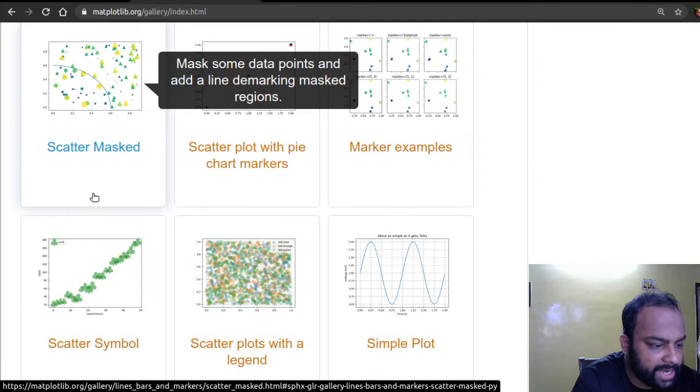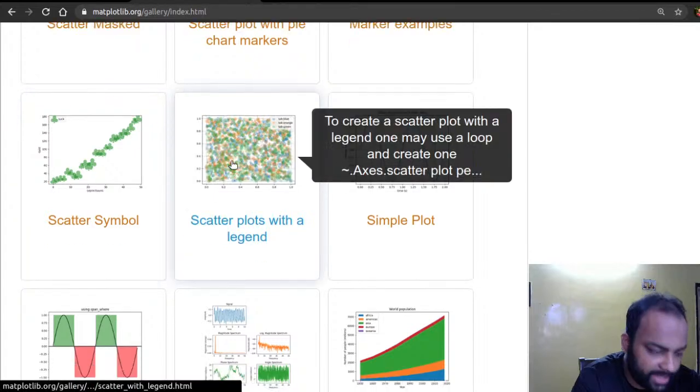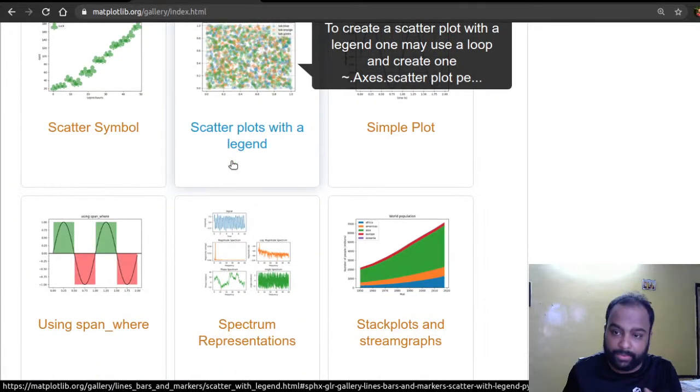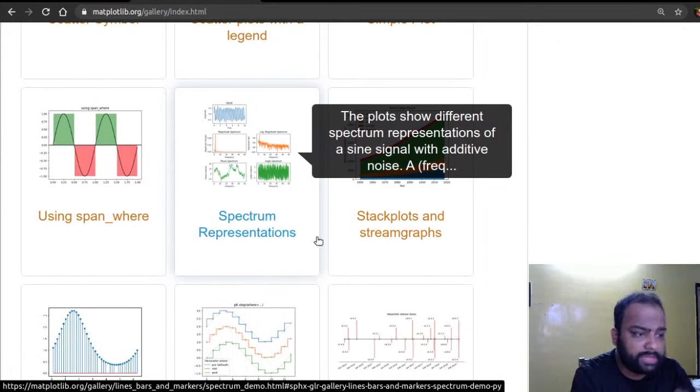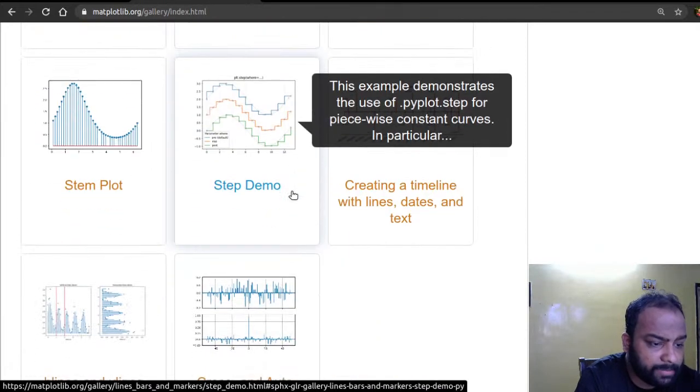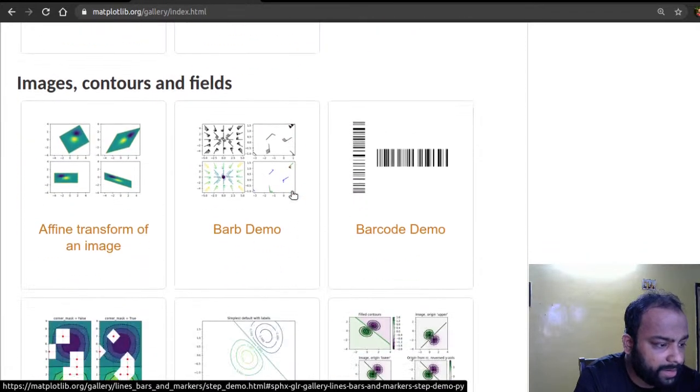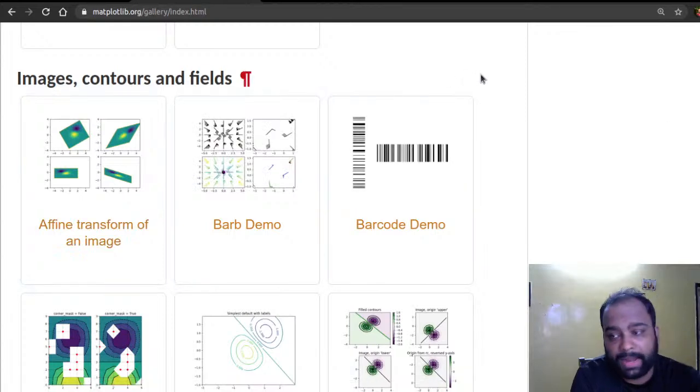These are scatter diagrams again. These are again scatter diagrams or scatter plots. And what are these? We shall learn today, right? And these are again different kinds of line plots. And again, Matplotlib is able to plot images, for example.